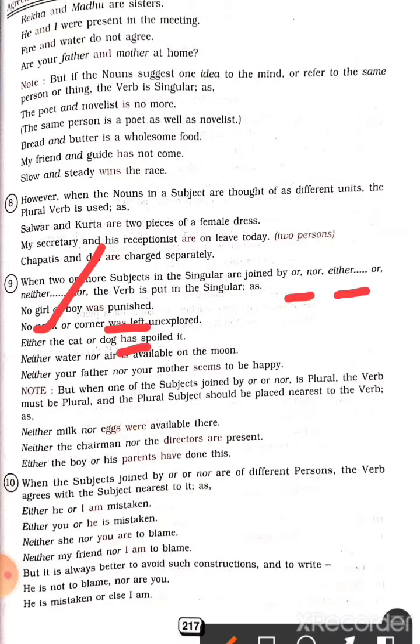Okay. Next sentence. Neither water nor air is available on the moon. Is. See, it is written over here, is. Okay. Next. Neither your father nor your mother seems to be happy. So, seems. Third person, mother is third person singular number.